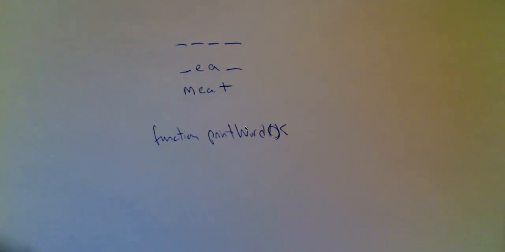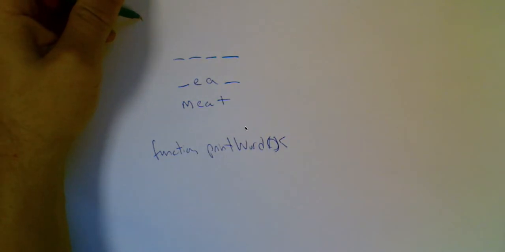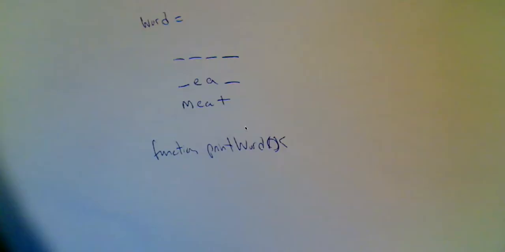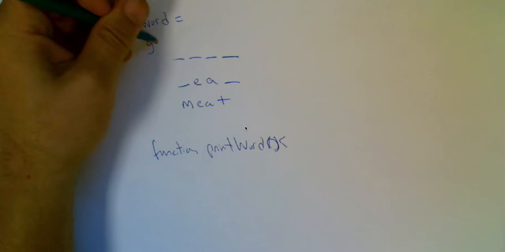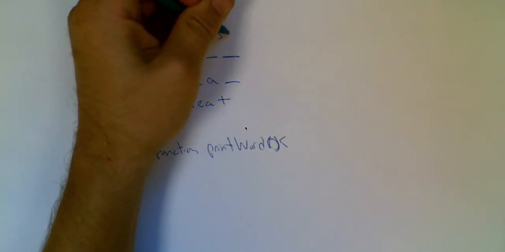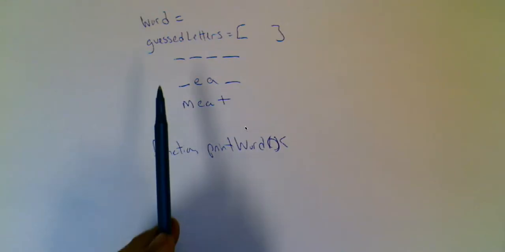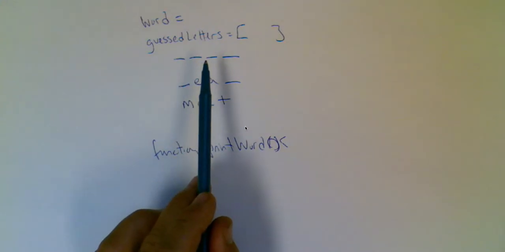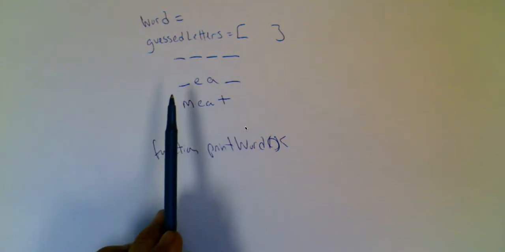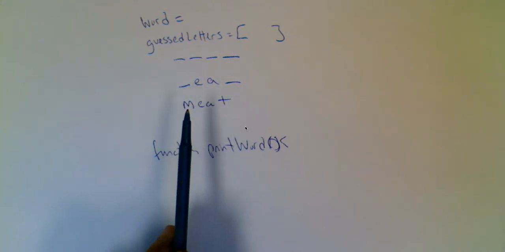Okay, so in Hangman, you also have two very important global variables. You have the word equals whatever the word is, and you have an array of guess letters that you're adding to every time the user makes a guess. So in order to print word, you have to build out the underscores, substituting in whether or not the user has guessed that word or that letter.